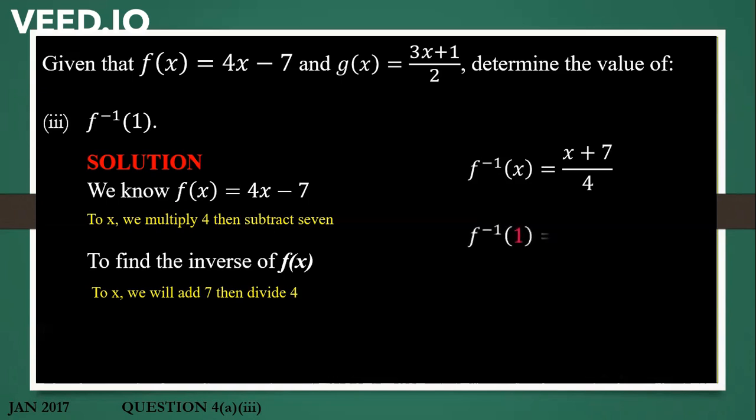Now that we have the inverse of the function, the question asks us for the inverse function of f of 1. In this case, 1 is my input value. So I am going to replace x with 1. So this will give me (1 plus 7) all divided by 4, which is 8 divided by 4. And 8 divided by 4 is 2. Did you get 2 for your answer?